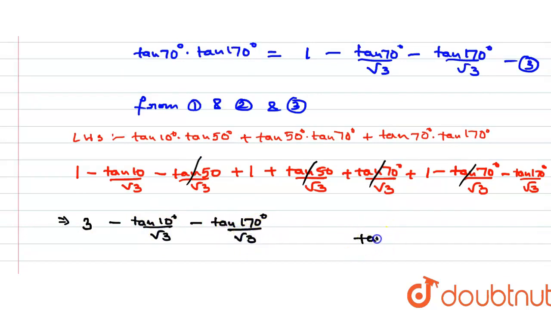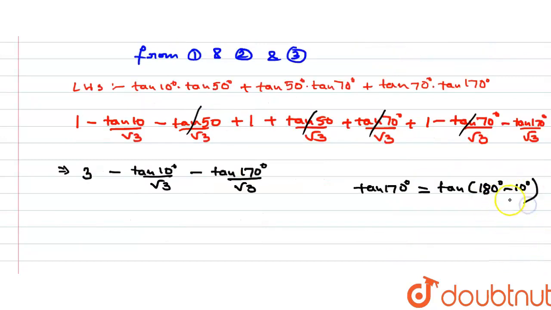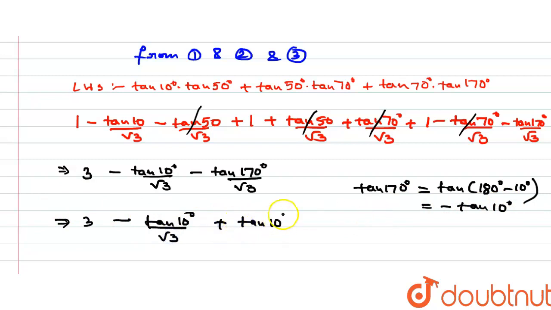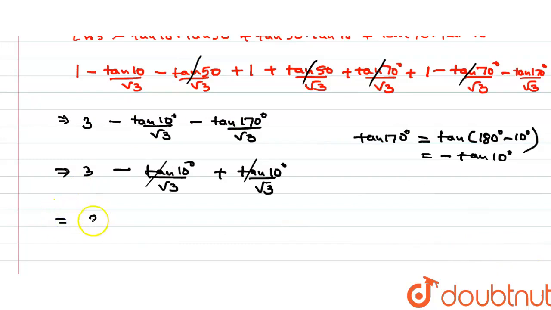Now let us solve for tan 170 degree. What is the value of tan 170 degree? Tan 170 degree can be written as tan of 180 degree minus 10 degree. Now we know that tan of 180 degree minus 10 degree falls in the second quadrant, so it will be minus tan 10 degree. Let us put the value of tan 170 degree as minus tan 10 degree. So here I will get 3 minus tan 10 degree by root 3 minus minus, which will become plus, so plus tan 10 degree by root 3. Now these two terms will get cancelled, and the leftover term is only 3. So that is my RHS. My RHS is 3 and hence it is proved. So this is the required solution.